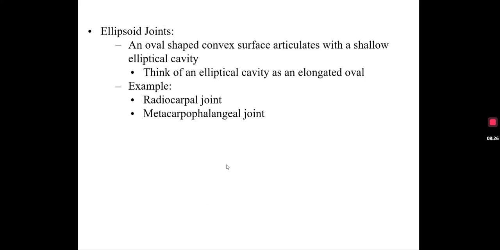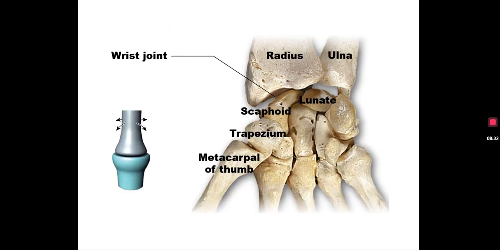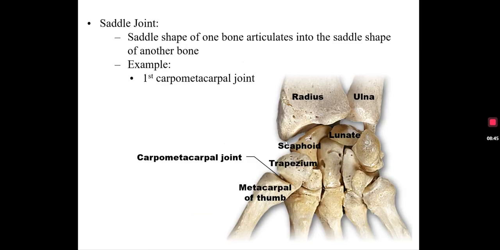Another joint is the metacarpophalangeal joint. That's between your metacarpals and your phalanges. Now, these joints allow for movement in two planes. If you took your wrist, you could kind of bend your wrist forward and backward. That would be flexion and extension. And then you could also go side to side, which would be abduction and adduction. So they do allow for two planes of motion. Okay. So that's our elliptical joint.